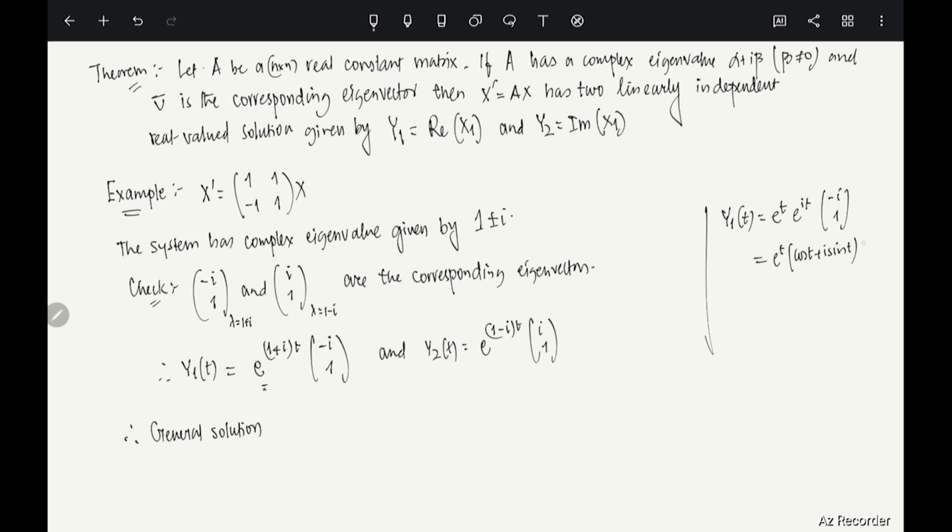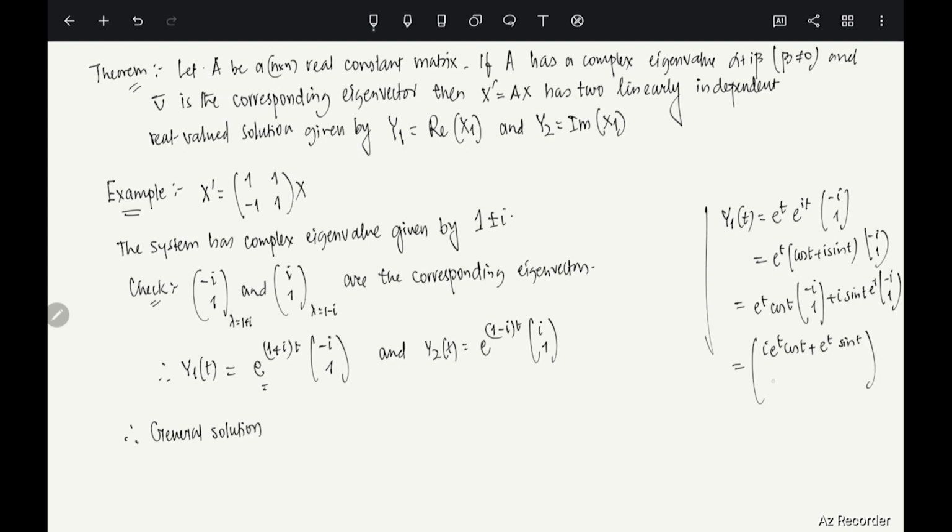Clear? And then minus i and 1. Okay, so it is e to the power t cosine t minus i 1 plus i sine t e to the power t minus i and 1. Yeah, this is what we are going to get. If you calculate this part, it becomes i e to the power t cosine t plus e to the power t sine t.